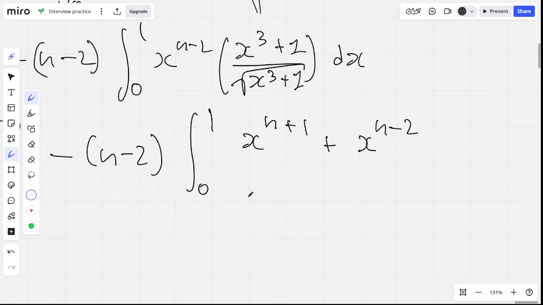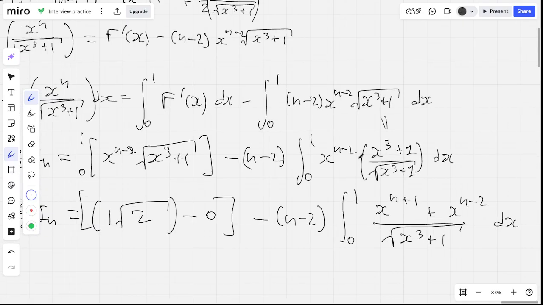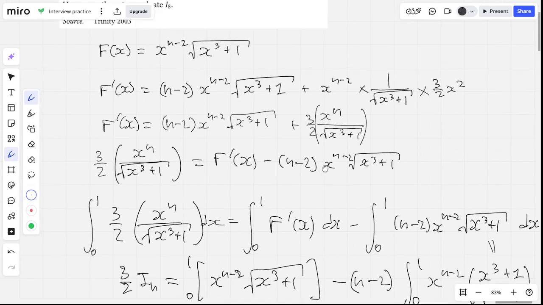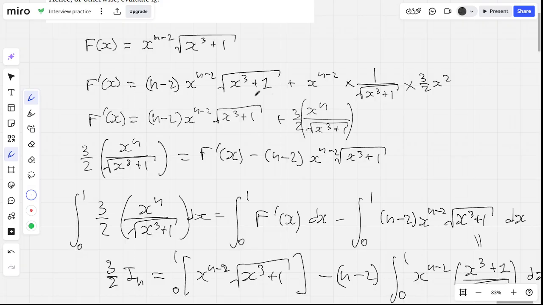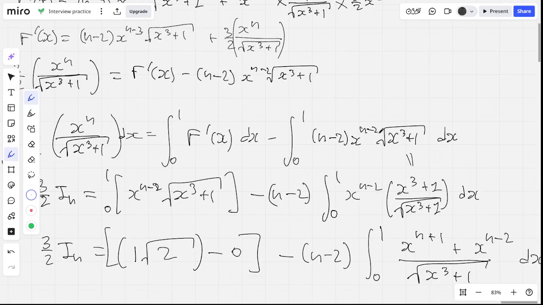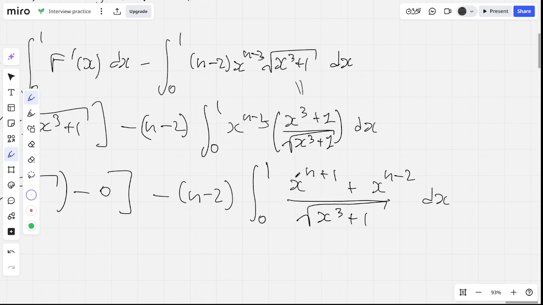over x^3 plus 1 dx. Is that correct? Yes. No, this should be 3. Yes, this should be a 3. I missed it out. Okay, now it's going to work.